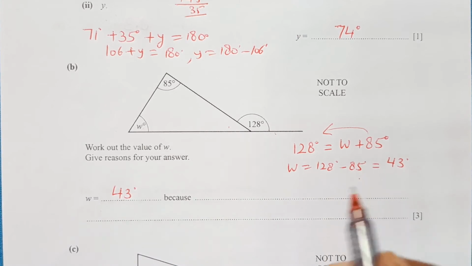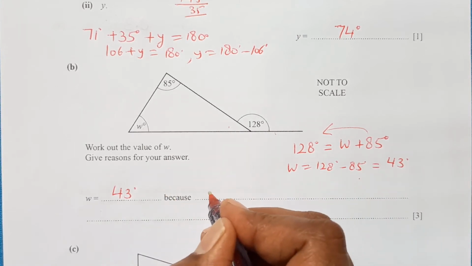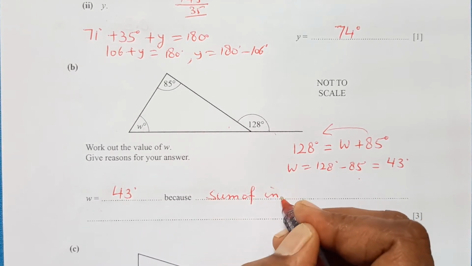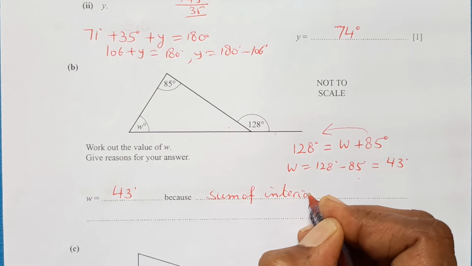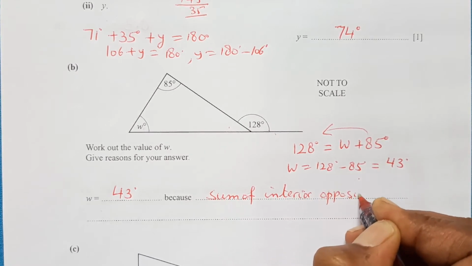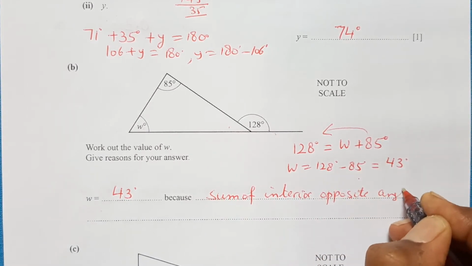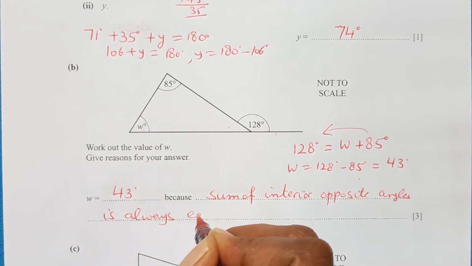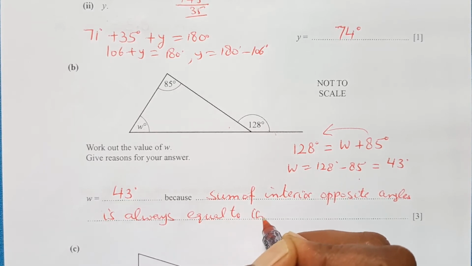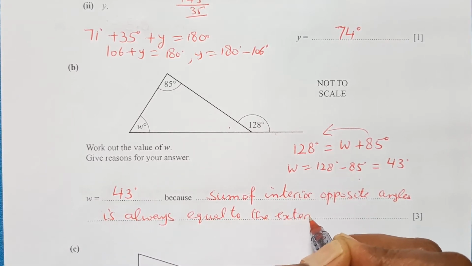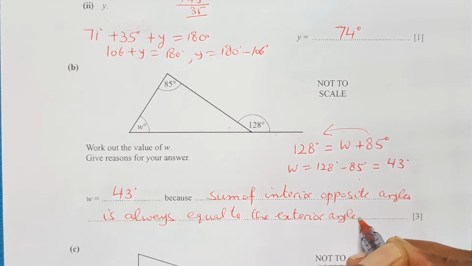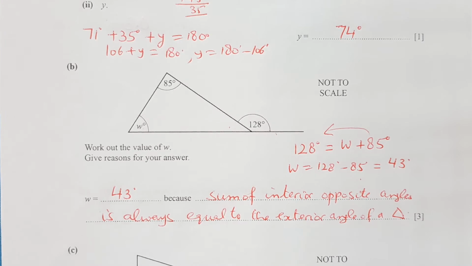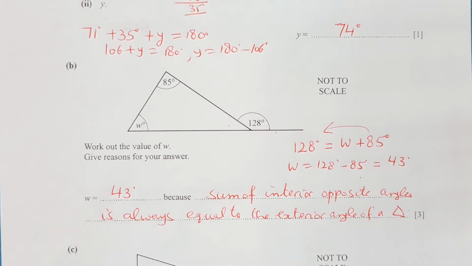You can write this in the reason. So we will write down, because the sum of interior opposite angles is always equal to the exterior angle of a triangle. So this will be the reason to find out the value of w.